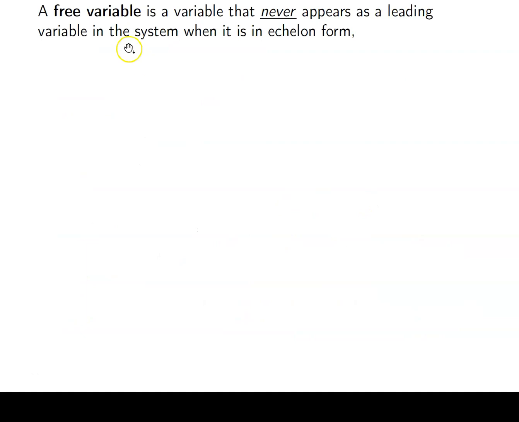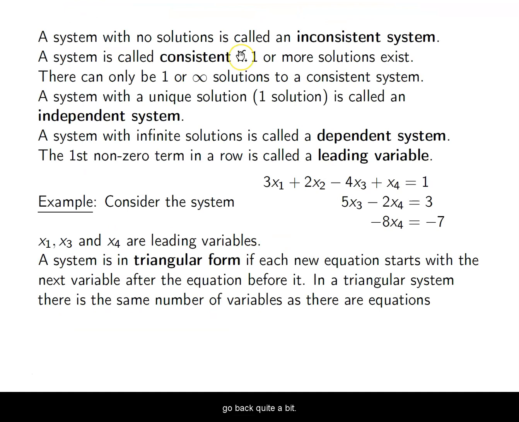So a free variable, again, is a variable that never appears as a leading variable. We had an example of one, but we never quantified exactly what it was. It's a variable that does not show as a leading variable in echelon form. When I said x1, x3, and x4 were leading variables, there was only one that was not a leading variable. That would be a free variable.